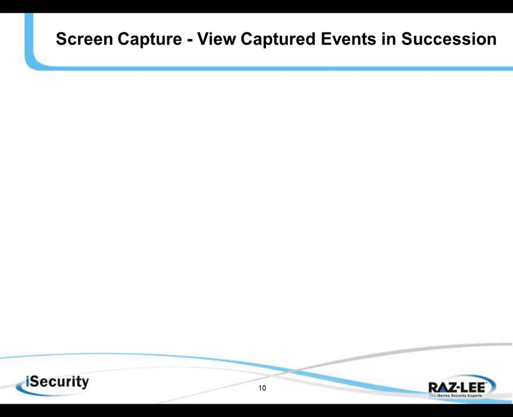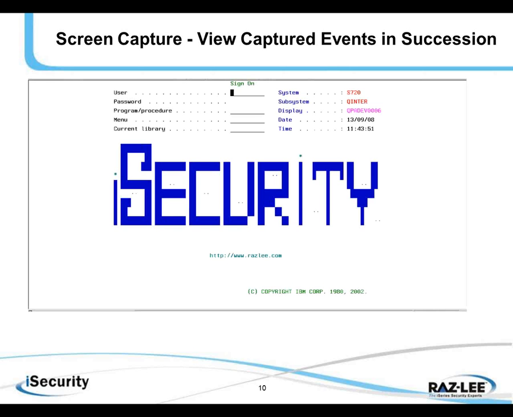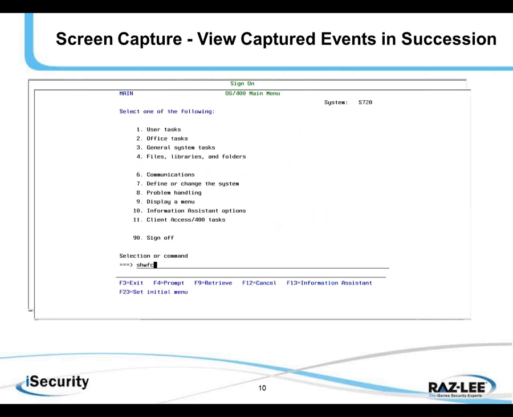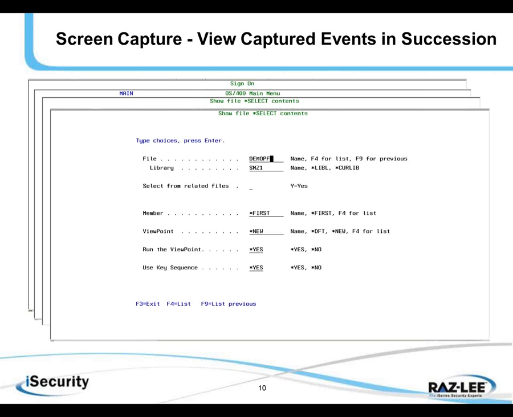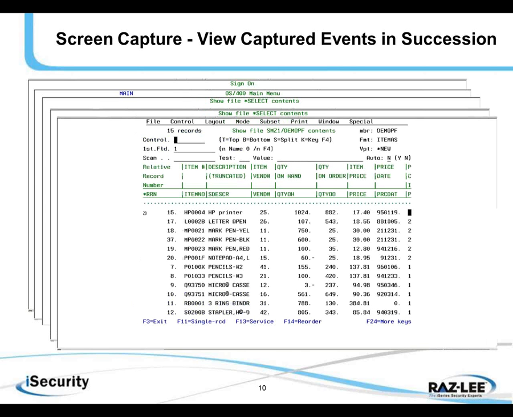So when we play back the captured events in succession, we can see, for example, here the sign-on screen. We'll see the OS400 main menu with the show FC command on the command line. We'll enter here the name of the file, which is demo.pf, and in the end we'll see this screen, which is our File Scope product, which is our file editor, which we have been selling worldwide for many, many years. This then is the sequence of captured screens.